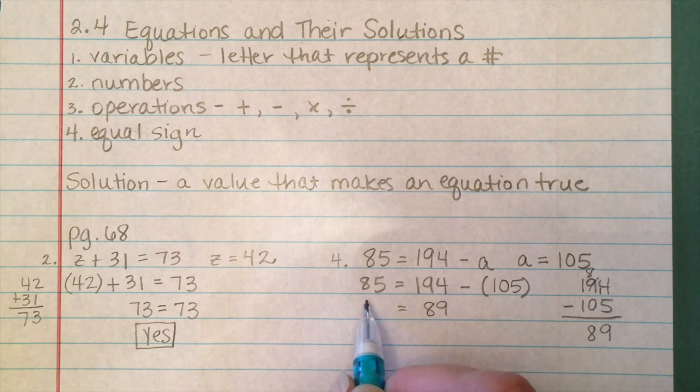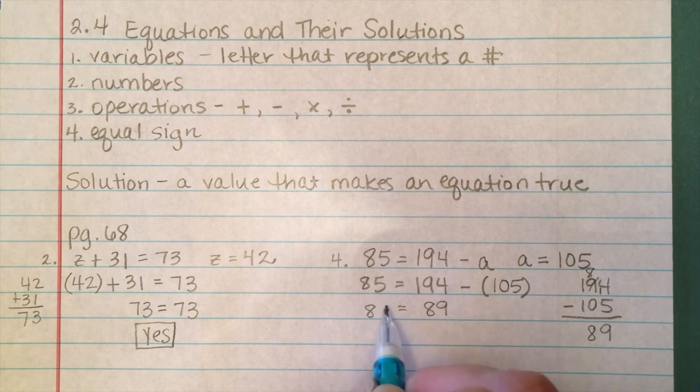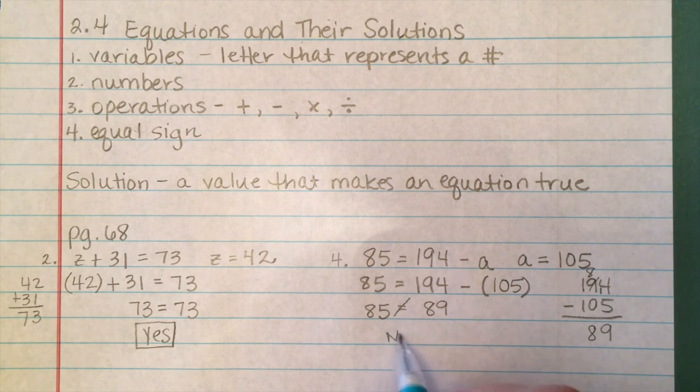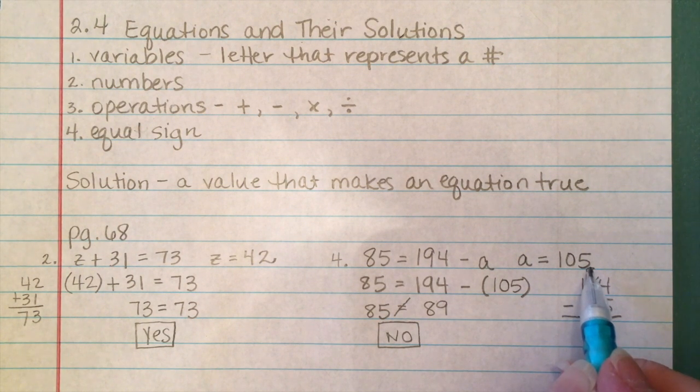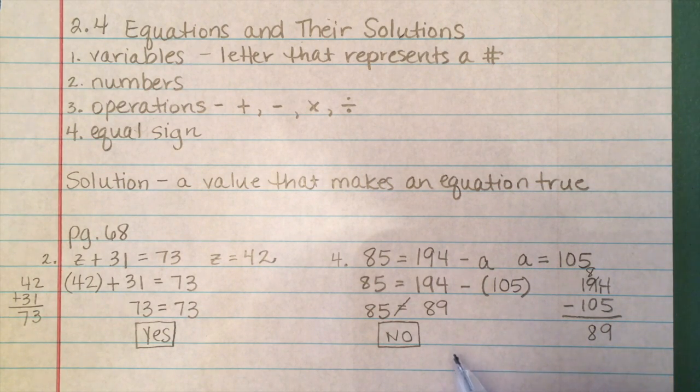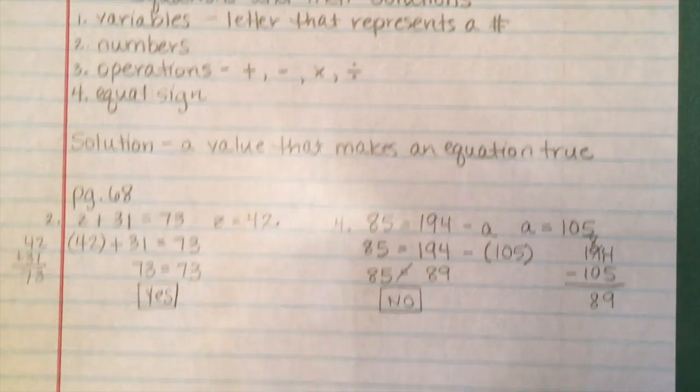On this side of the equation, we had 85. Does 85 equal 89? No, 85 does not equal 89, so your answer is no. 105 is not a solution for the variable A because it does not make this equation true.